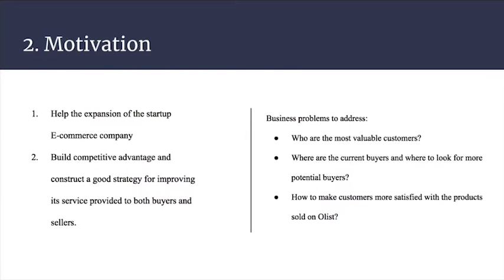To address the need of expansion, 3 business problems are identified to be answered in the analytics models. First one is who are the most valuable customers, and the second one is where are the current buyers and where to look for more potential buyers. And the last one is how to make customers more satisfied with the products sold on OList. The results of these questions can be used for old buyer retention, new buyer exploration, and to help current sellers to increase sales and customer satisfaction.